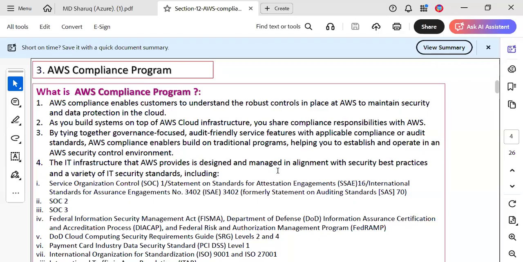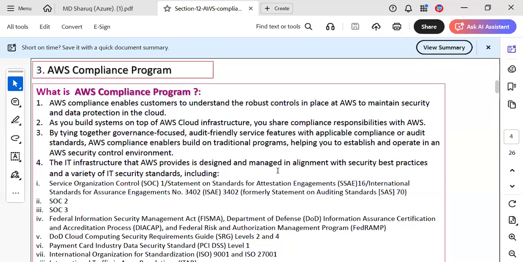Okay. By tying together governance-focused, audit-friendly service features with applicable compliance or audit standards. Now, let us say an EC2 audit needs to be done. What can they do in the auditing? How many EC2s are used for weekly purposes? How many are running? How many are under use, underutilized? I discussed with you, in the dashboards, audit dashboards show the status of each region or each availability zone. So they can shut it down by seeing the audit report, right? Yes. So they follow those standards.